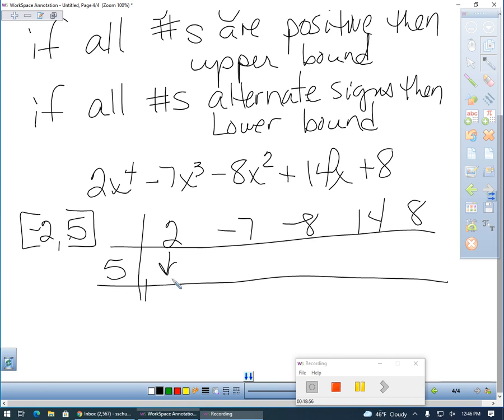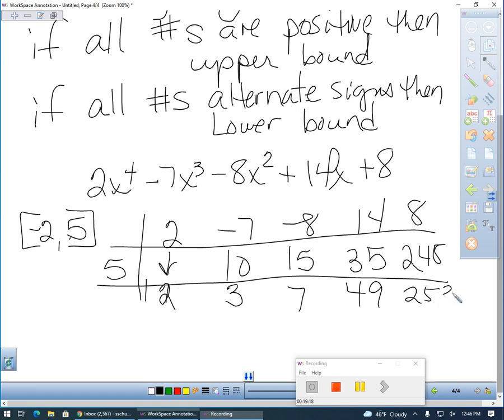If I bring down my 2, I get 5 times 2 is 10. Add them together, I get 3. 5 times 3 is 15. Add them together, I get 7. 5 times 7 is 35. Add them together, I get 49. And 5 times 49 is 245. Thank you. I get 253. So all of these are positive numbers, which means 5 is an upper bound. There are no zeros outside of that. Okay? No zeros to the right of that 5.